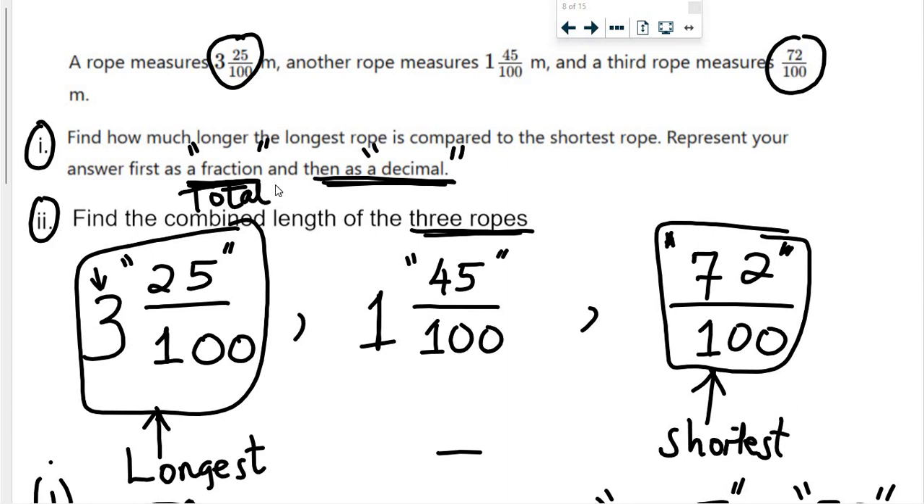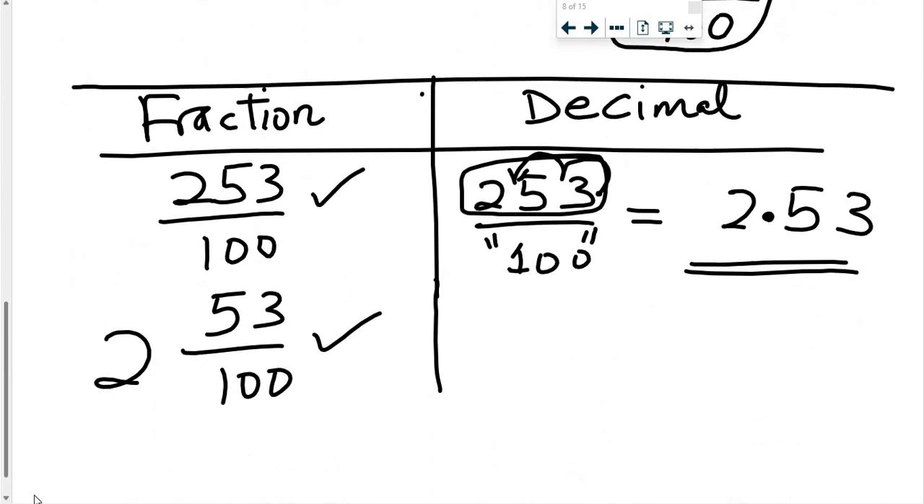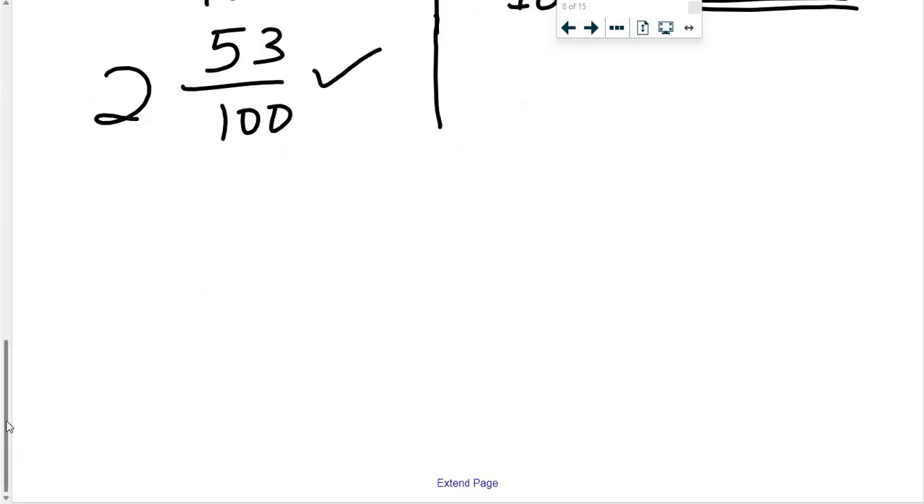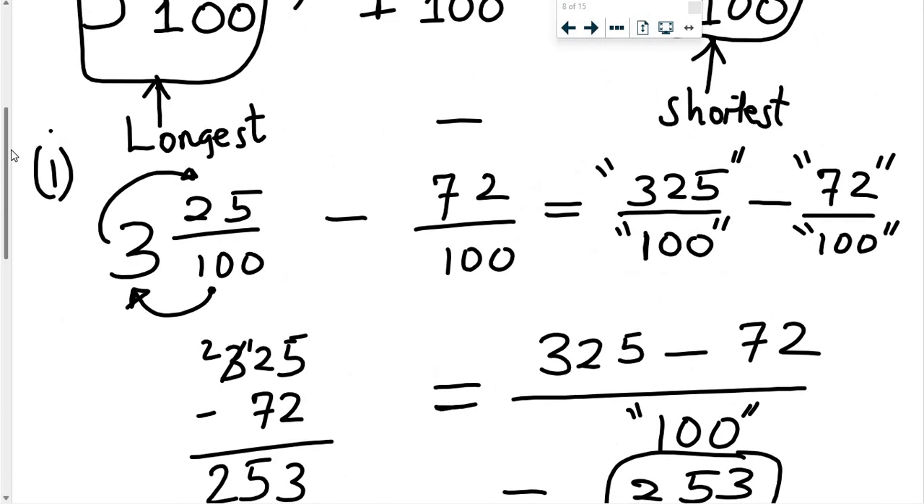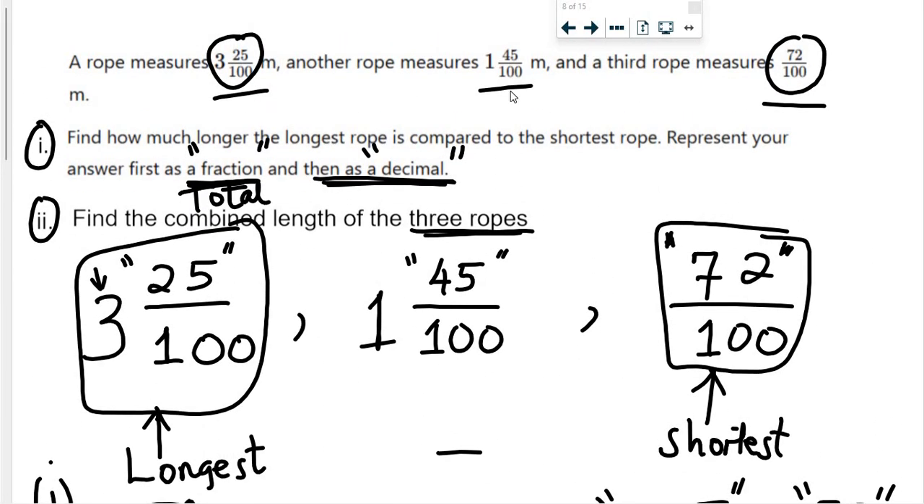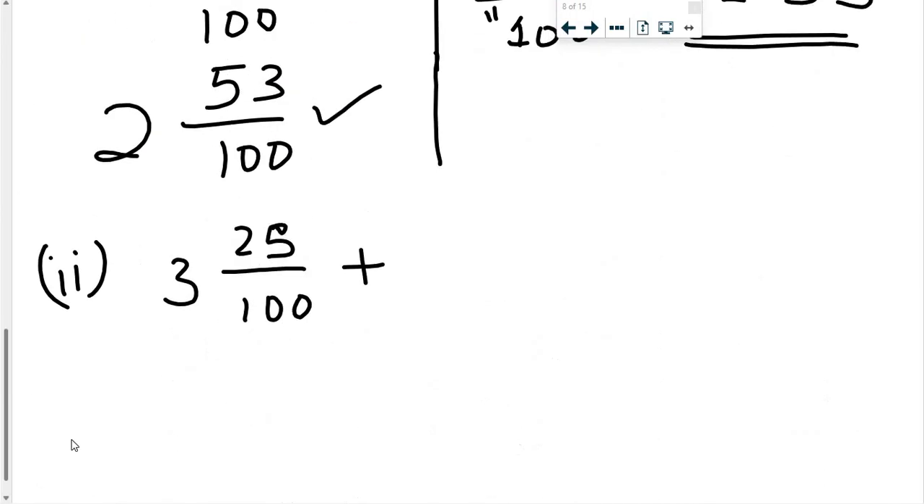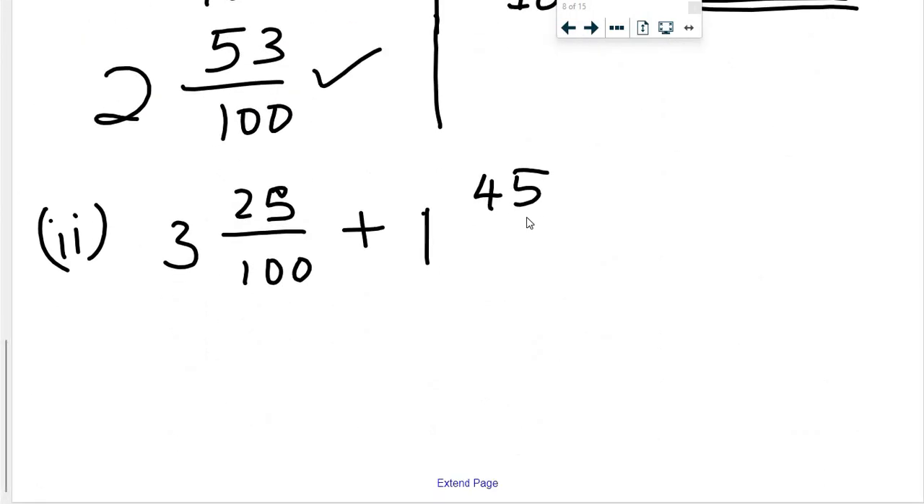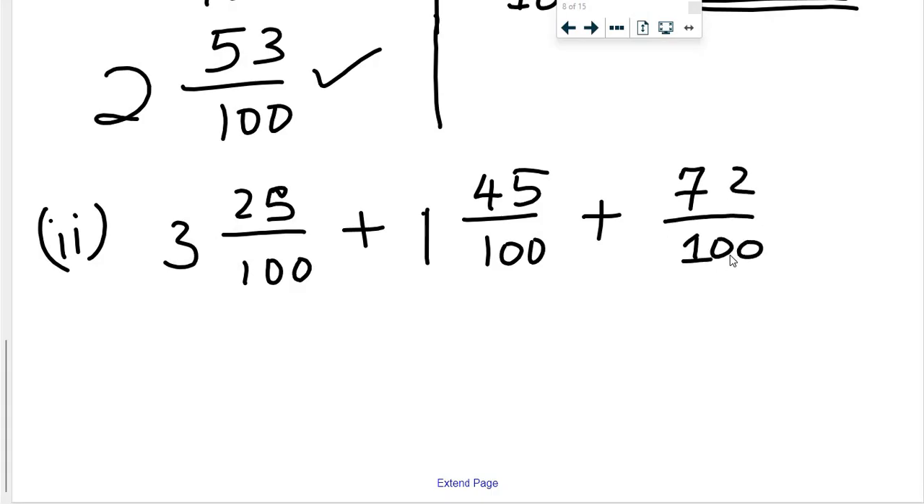Now, how do we find the total length? You want to take this length plus this length plus this length. Meaning 3 25 by 100 plus 1 45 by 100, and the last one will be 72 upon 100. Now, how do we move from here?